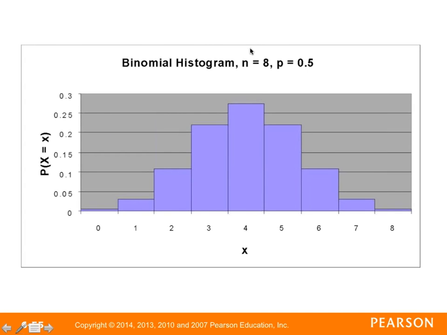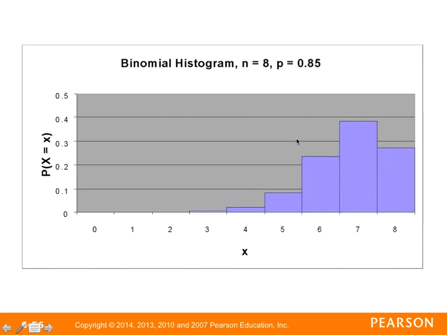And if we look here, we have 8 observations again, but we have p equals 0.5. This one is more symmetric because our expected probability is going to be 0.5, which is half, 50-50. 0.85 is going to be skewed kind of the other direction from the original, but still n equals 8.